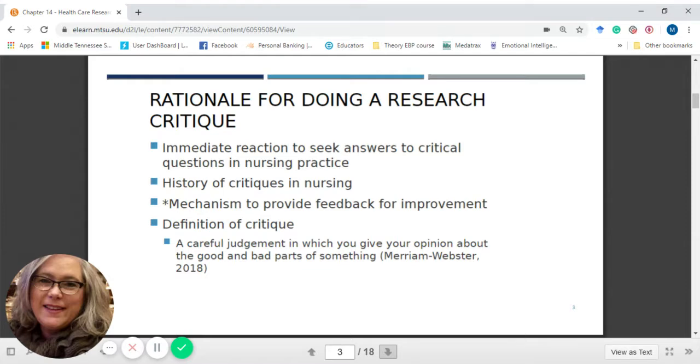And doing the critique then, as I highlighted in point number 3, is a mechanism to provide feedback for improvement. So all of our evidence-based practice and quality improvement initiatives are to improve our nursing care so that patients have good outcomes. Your book defines a critique as a careful judgment in which you give your opinion about the good and the bad parts of something.